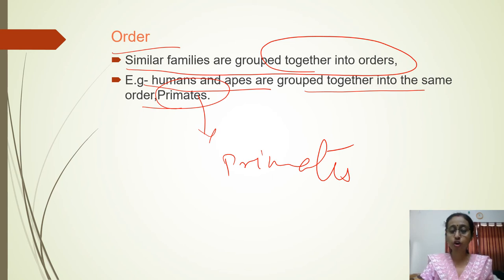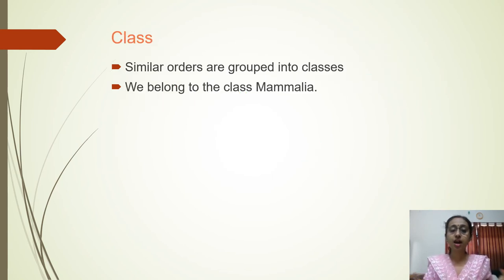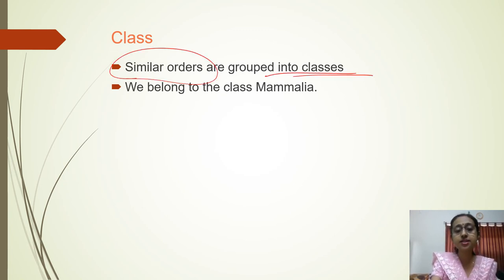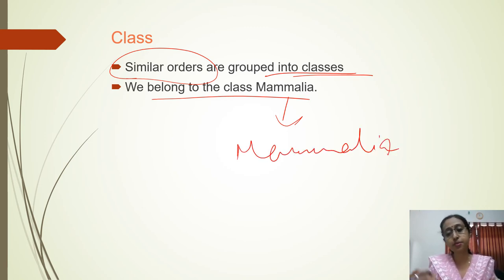Next we will move on to the class. Similar orders are always grouped into classes. We belong to the class Mammalia. We also know of different classes like Amphibia and others, which we will be studying in the next part. Examples are Amphibia, Reptilia and Mammalia; these are all classes. The same type of orders are placed under different classes. Is it clear to everyone?